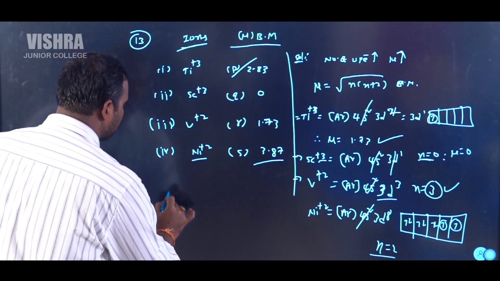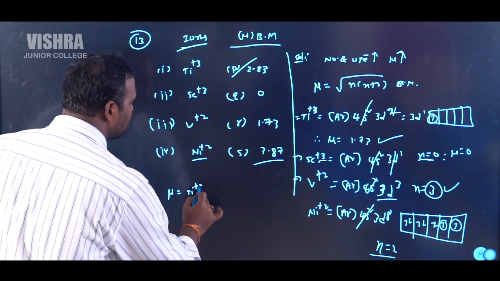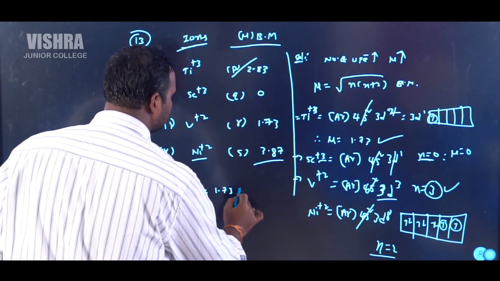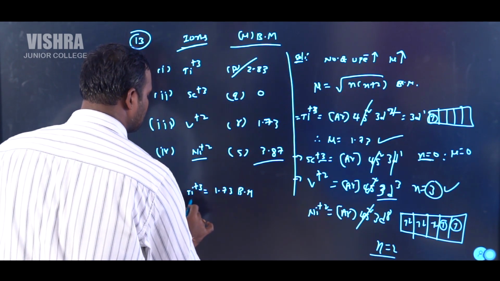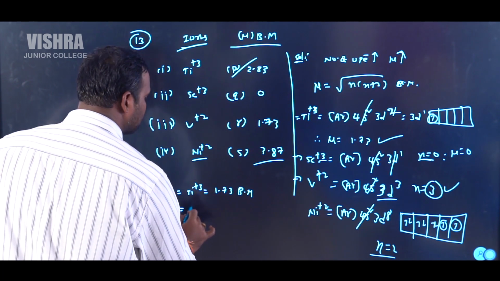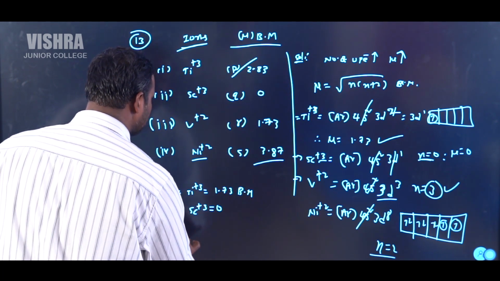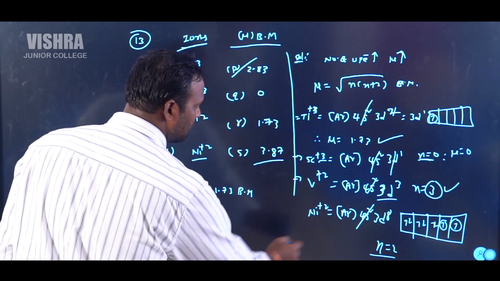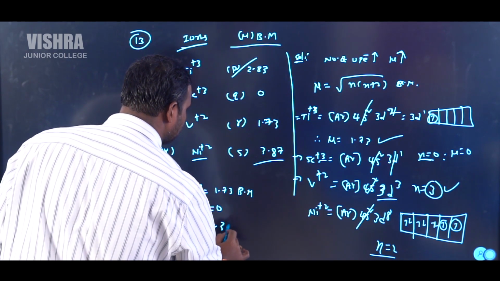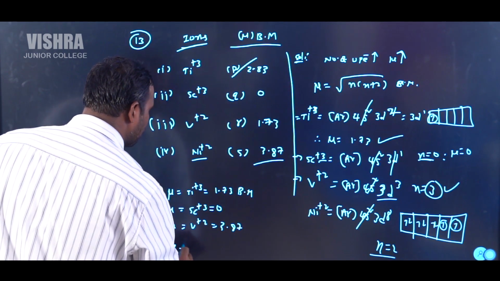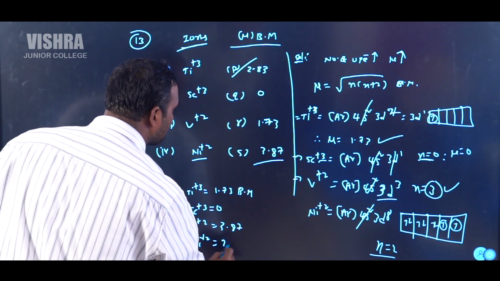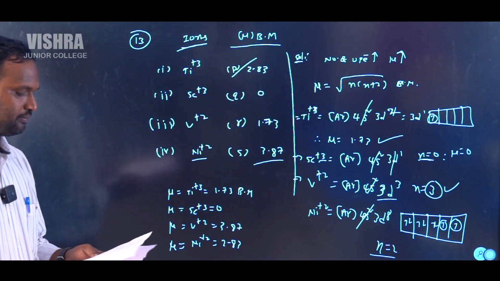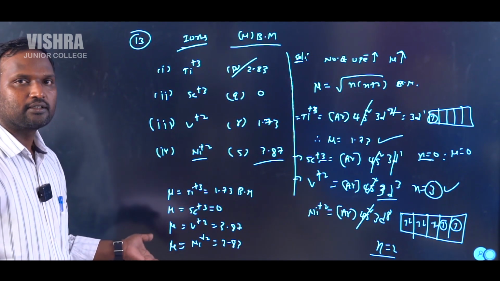So in this case, the magnetic moment of titanium plus 3 is equal to 1.73 BM. Next, the magnetic moment of scandium plus 3 is equal to 0. Next, the magnetic moment of vanadium plus 2, with 3 unpaired electrons, is 3.87. The magnetic moment of nickel plus 2 is equal to 2.83. He has given 4 different options, so we can understand like this.